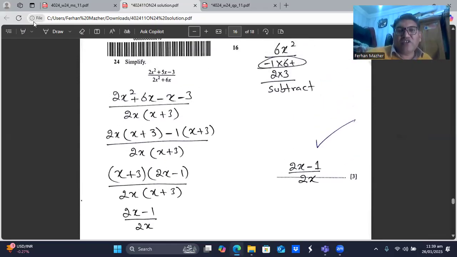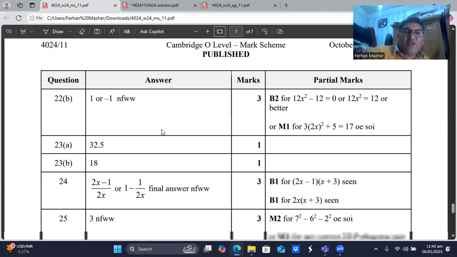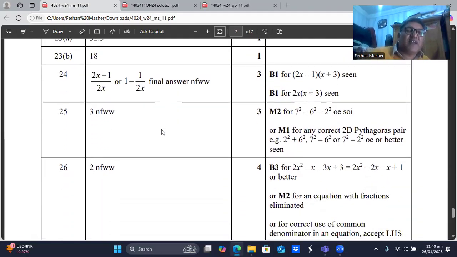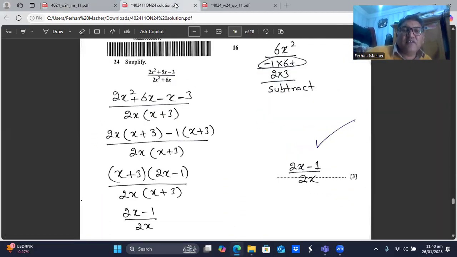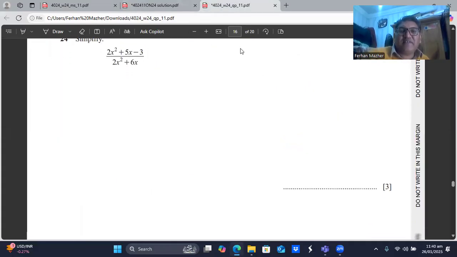So the whole solution is showing up on your screen. I hope you understand that we have factorized the numerator with the middle term breaking, we have factorized the denominator by taking a term common, and then there were some factors which were cancelled, and we got this answer. So our answer is right, 2x minus 1 divided by 2x. So this is how question number 24 is done.